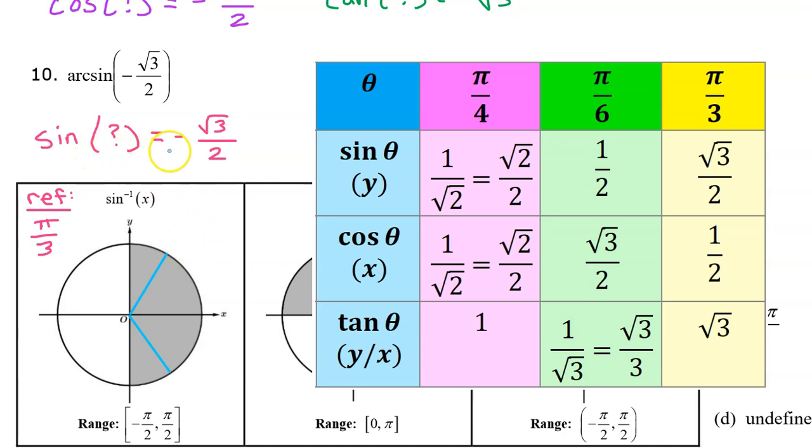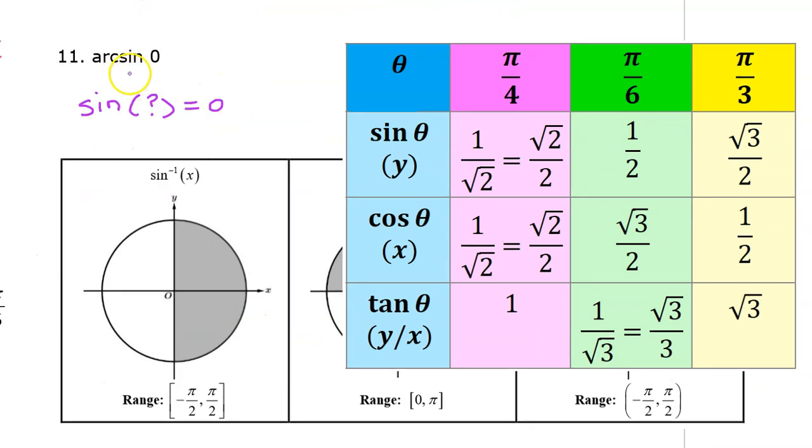Because we want sine to equal negative radical 3 over 2, we will choose the angle in the fourth quadrant, where sine is negative. We will not use the angle 5 pi over 3 because 5 pi over 3 is outside of the restricted range for arcsine. Instead, we will go clockwise, so the answer is negative pi over 3.